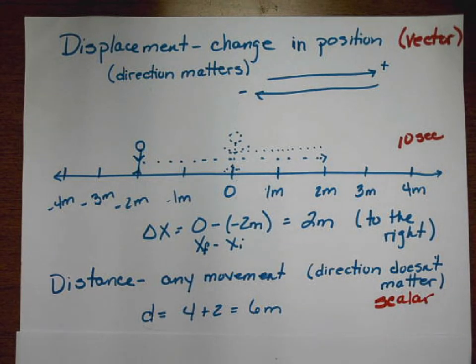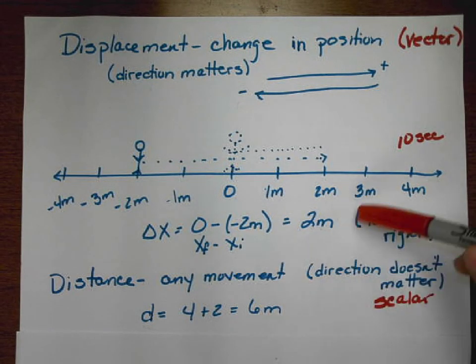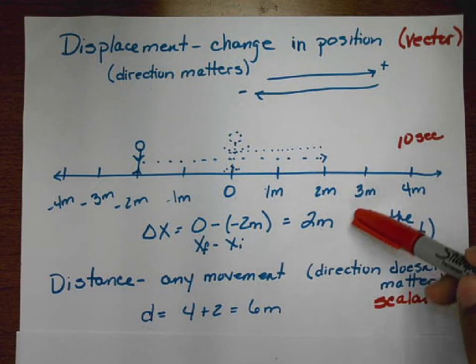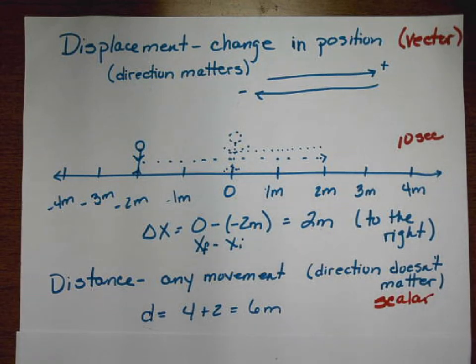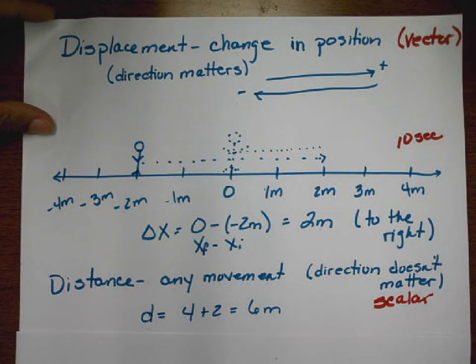You can tell there's quite a difference between 2 meters and 6 meters. This is displacement. This is distance. And these are very tricky concepts when it comes to speed and velocity. Make sure you know the difference. All right, if you want to, go ahead and pause the video and just take a moment to grasp everything I said.